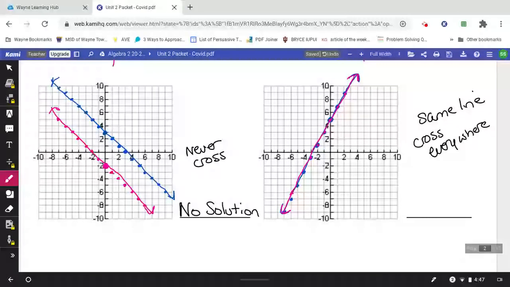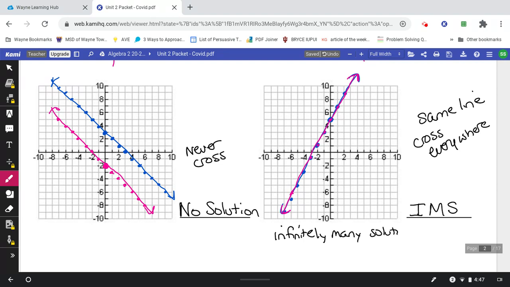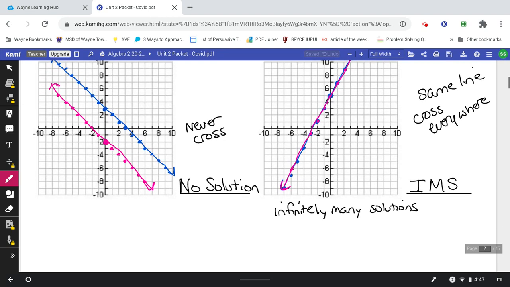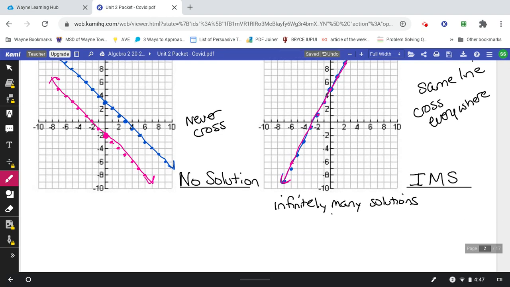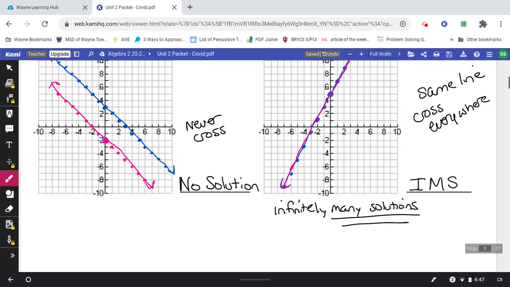There are a ton of solutions. So I like the word infinitely. So I often refer to it as IMS, infinitely many solutions. So I just shorten that. You could also just write the phrase many solutions, and that would also be accurate.